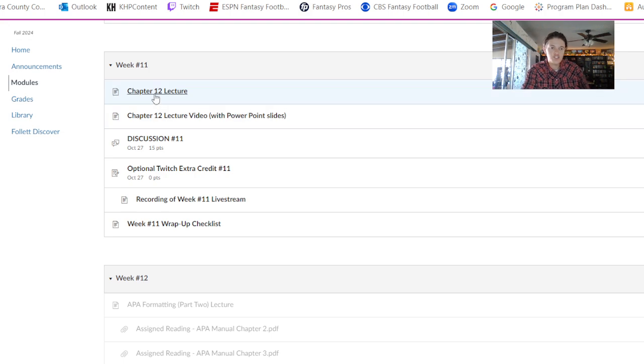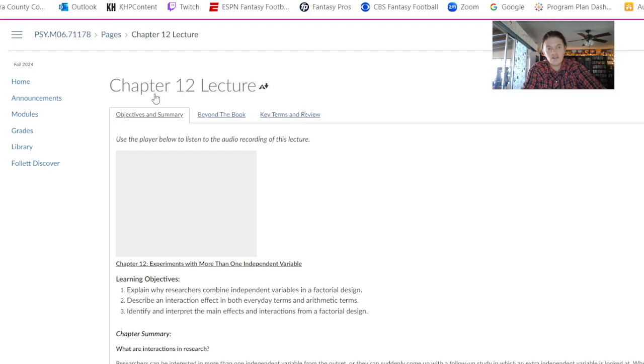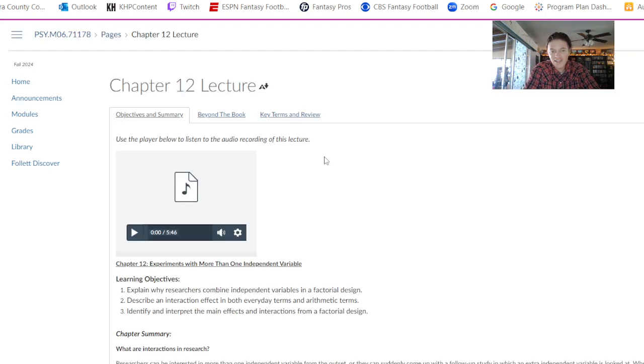And this week, we're looking at chapter 12. And if we click on this here, chapter 12, we're looking at experiments with more than one independent variable. So if you were struggling with identifying the independent variable when there was just one, we're adding to it. So if you feel like you're still a little confused about that, maybe go back a couple of weeks and go over that concept.